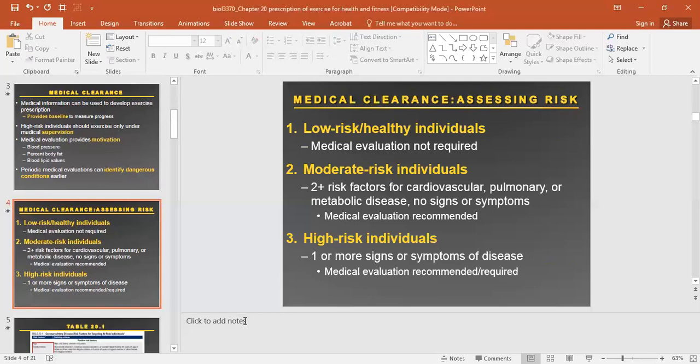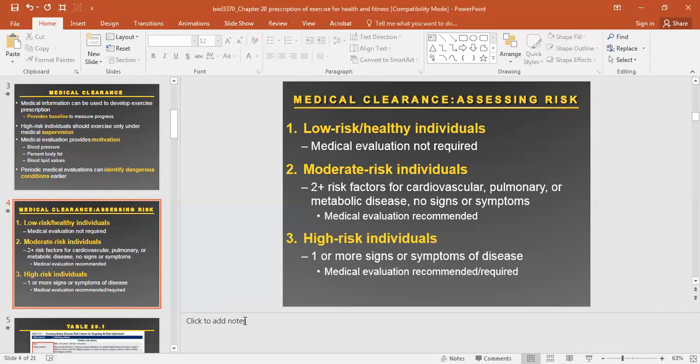So even if you're not concerned about an individual and you consider them healthy, it's still okay to do an assessment and end up saying, yes, you're low risk and yes, you're healthy. So you don't need to be evaluated and you don't need to be monitored from this point forward.